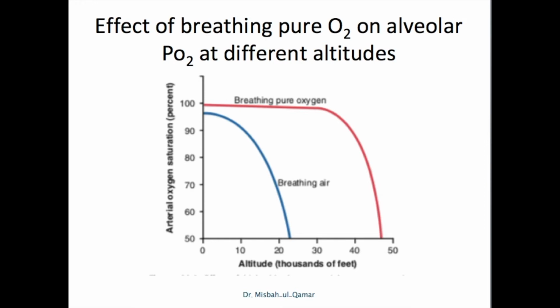Now, this graph depicts effects of breathing pure oxygen on alveolar partial pressure of oxygen at different altitudes. The red curve shows arterial blood hemoglobin oxygen saturation at different altitudes when one is breathing pure oxygen. Here you can see that saturation remains above 90% until the aviator ascends to 39,000 feet. And then it falls rapidly to about 50% at 47,000 feet.